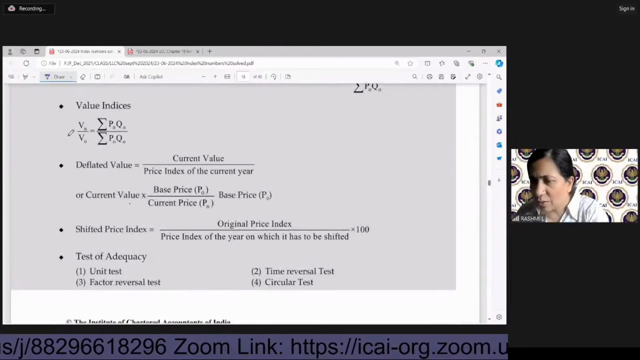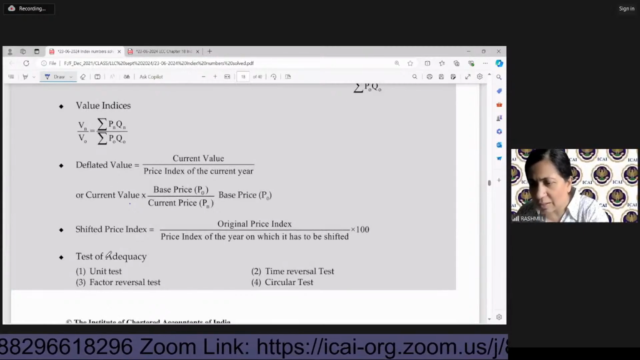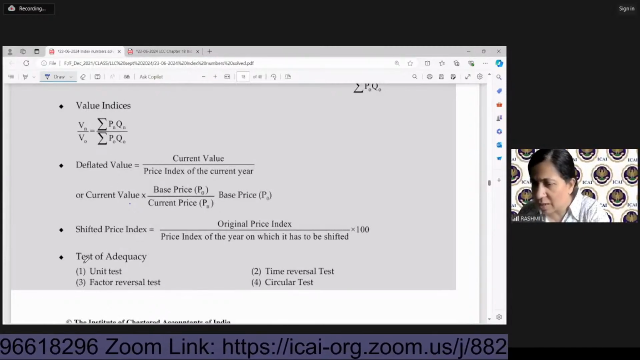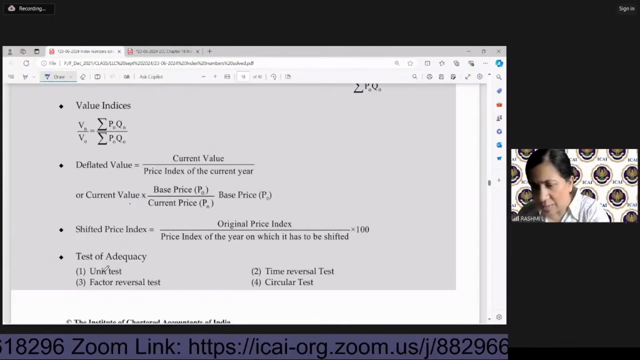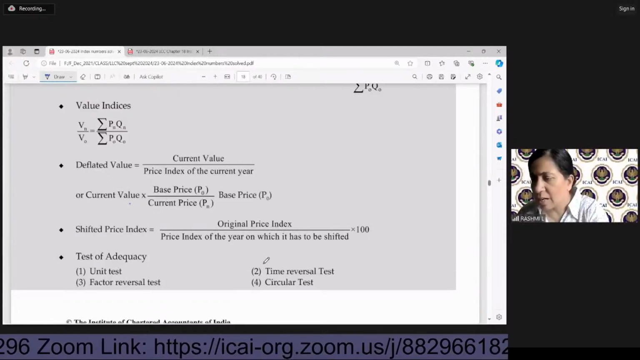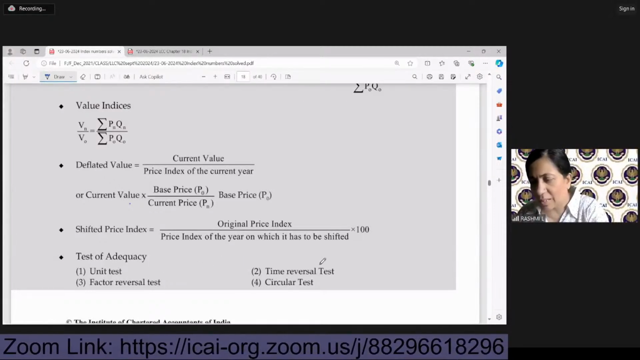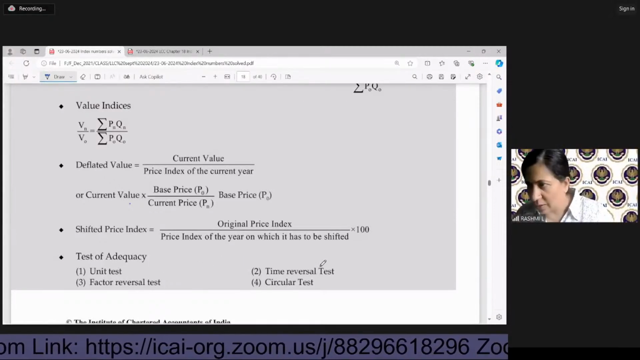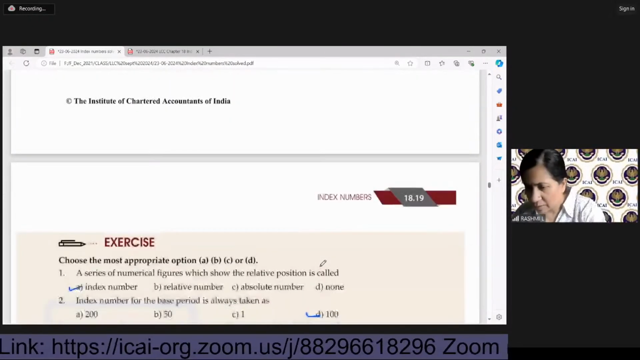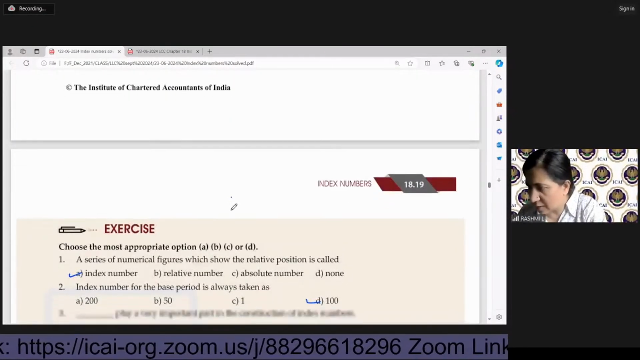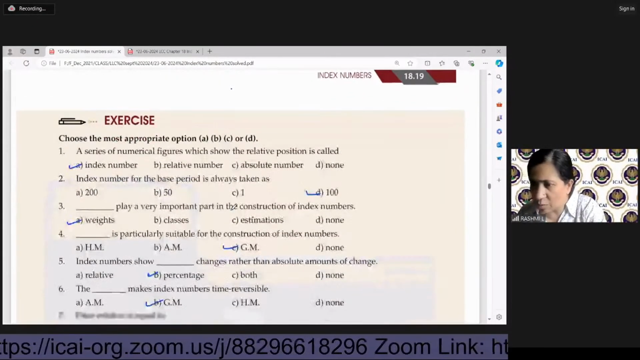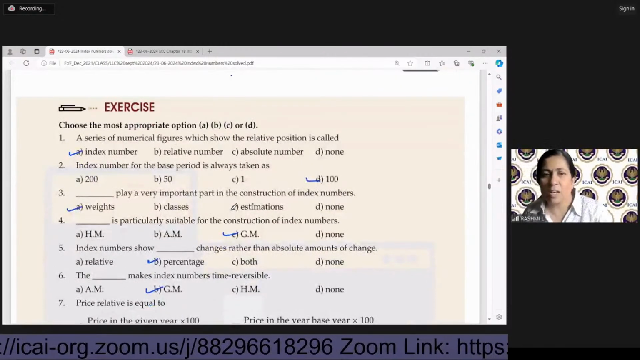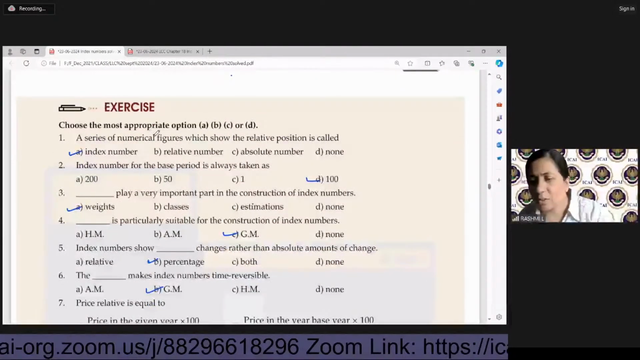Okay, so value indexes are also given, deflated value is given, shifted price index, test of adequacy, unit test, time reversal test, factor test, and circular test. Okay. Let us see the theory portion also, because as sir always says, you should know the theory also.